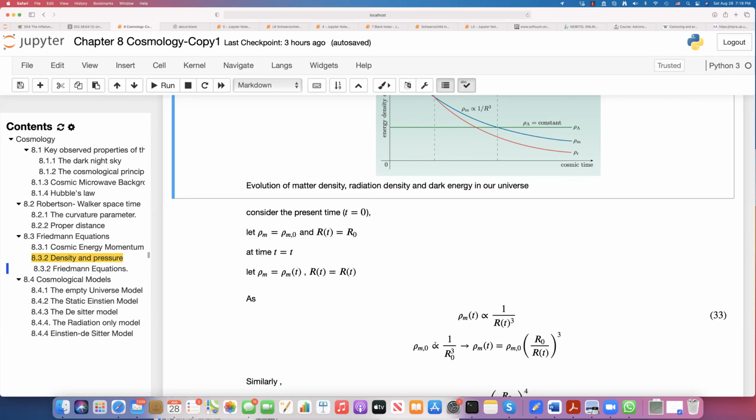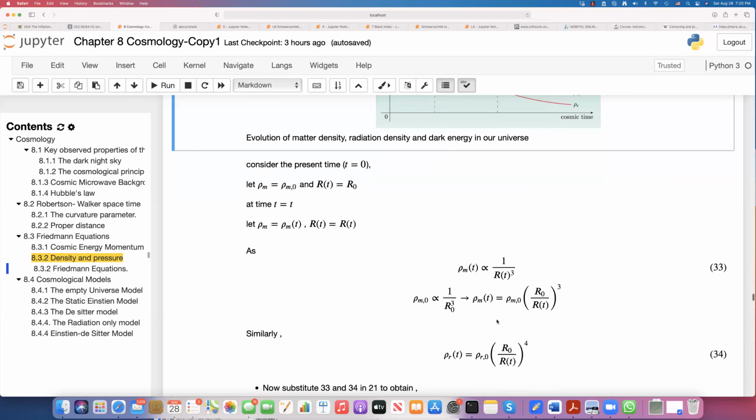And from this relation about R naught, if you think about it carefully, you can really write it. That is, the matter density function, which is a function of time, can be written as the matter density right now times R naught, the scaling factor now, to the power 3, divided by R(t) to the power 3. Right? I guess you can get this relation easily, right? This is coming from A-level physics.